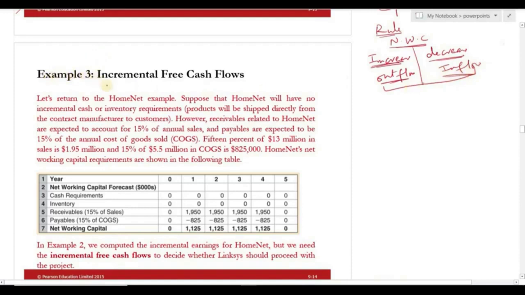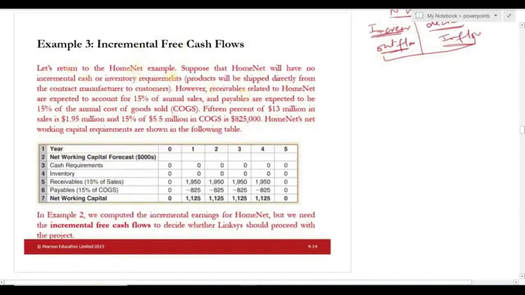So now let's get to the example, and we carry this example forward with some changes. Let's return to the Homenet example, the previous example. Suppose that the Homenet will have no incremental cash or inventory requirements. So the cash or the inventory are basically current assets. However, receivables related to the Homenet are expected to account for 15% of annual sales, and payables are expected to be 15% of the annual cost of goods sold.